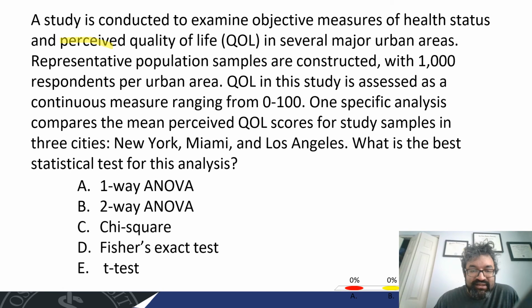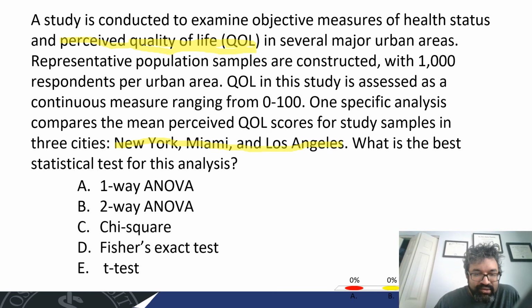So perceived quality of life, what type of variable is this? Is this a categorical variable or continuous variable? This is all you need to know, not necessarily ordinal, interval, ratio. If you answered continuous variable, then you answered correctly. And so when you're looking at major urban areas with 1,000 respondents per urban area, you're also looking for study samples in how many cities? It says 3 cities. So you have one independent variable here and one dependent variable.